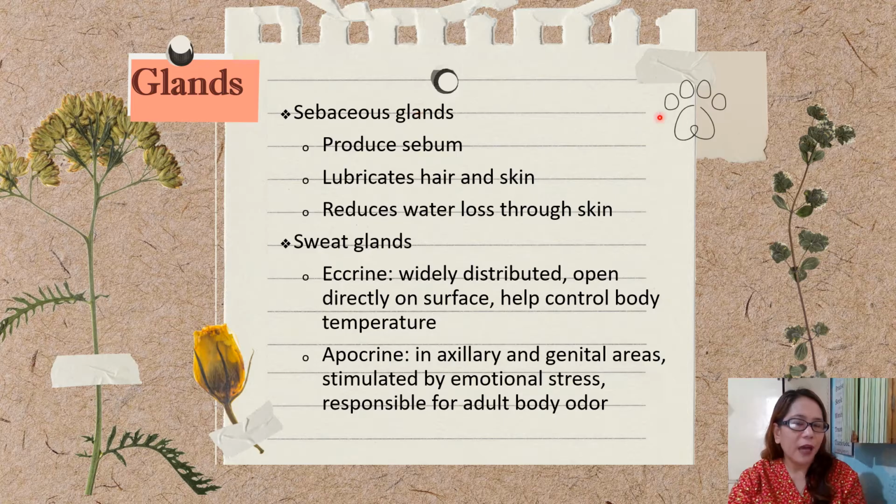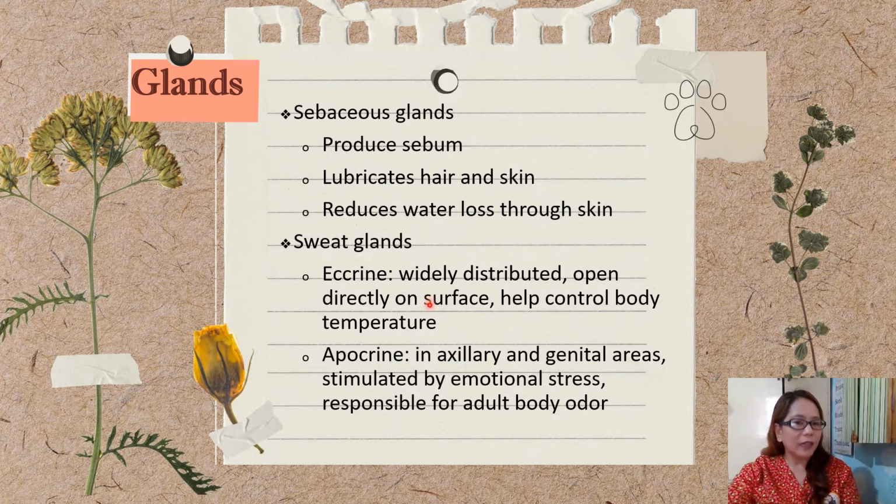Okay, after your nail, we have the glands. We have the sebaceous glands and the sweat glands. The sebaceous glands are responsible for producing sebum, lubricating the hair and the skin, and it helps in reducing water loss through the skin.